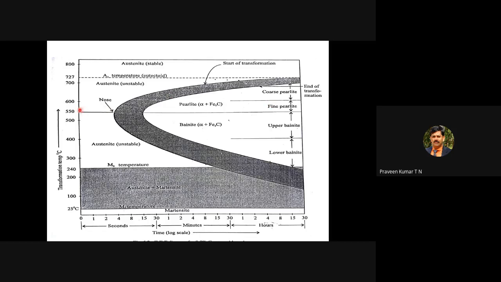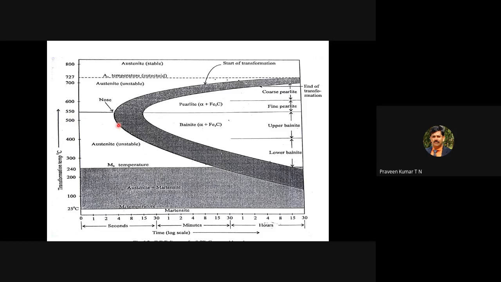If the temperature is very close to 550 degrees Celsius, or let it be around 600 degrees Celsius, again it is a pearlite only. The microstructure is very, very small. It's a fine microstructure. Already you have seen the microstructure. The size of the grain is very, very small. Then it is referred to as a fine pearlite.